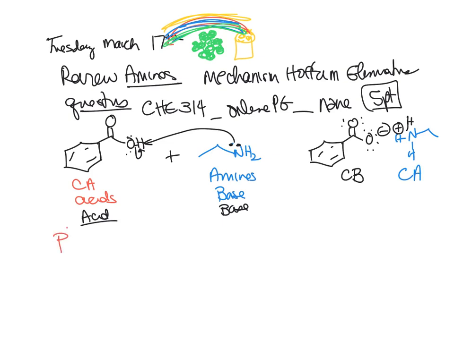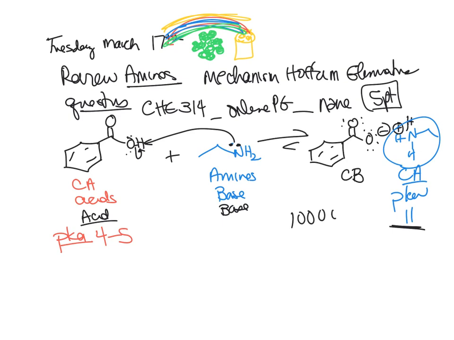Remember, pKa's go with acids. The pKa of a carboxylic acid is between 4 and 5. The pKa of your conjugate acid is going to be, do you remember this? This is 11. So which way does it go? It goes to the higher pKa value. So 5 minus 11 is like 6 zeros, so it's about a million times to the right.